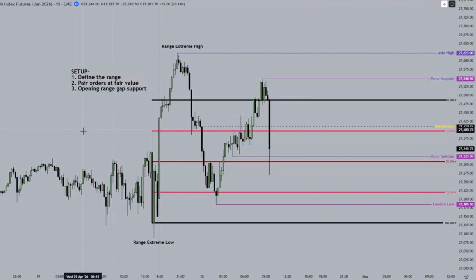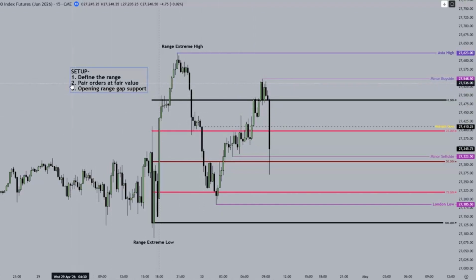So as we can see, we have our setup criteria. We need to first define the range, which we can see we have our range extreme low here from yesterday's closing price, and then our range extreme high here on the current day's Asian session. We can see that from here we've traded lower and then we've started trading higher. We have our midnight open here, and as we trade below it we're in a discount. As we trade above it we're in a premium on the daily range.